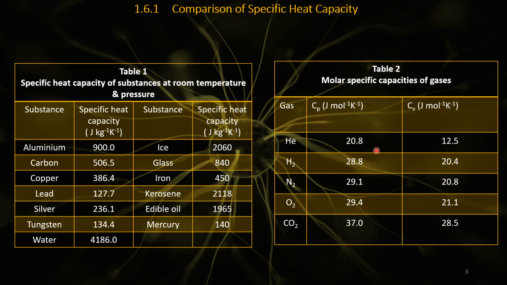Please note the difference. If you keep the pressure constant, then Cp is higher than Cv. Please note down all these points and go through all the gases: helium, hydrogen, nitrogen, oxygen and carbon dioxide.